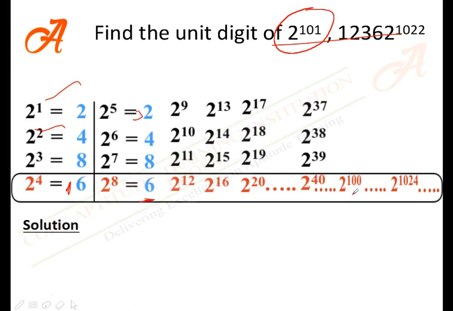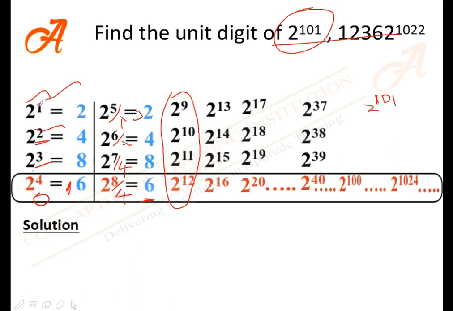Now, to check for 2 power 101, you cannot write till 2 power 100 to find out where this 2 power 101 is. You cannot do that, my dear friend. So, you know that it repeats for every 4 cycles. Look at this. What is the remainder of 5 divided by 4? It is 1. 6 divided by 4 remainder is 2. 7 divided by 4 remainder is 3. 8 divided by 4 remainder is 0.